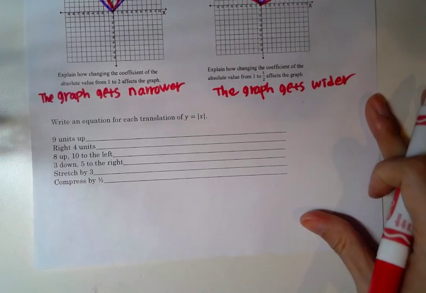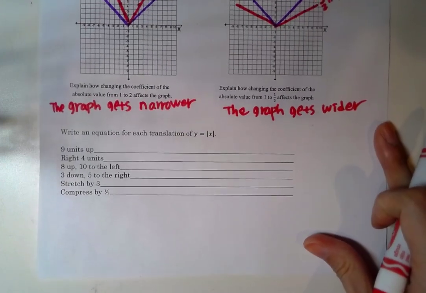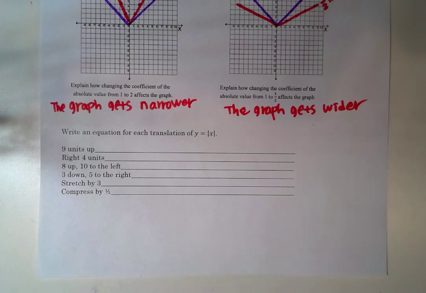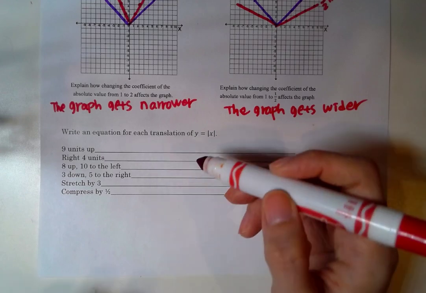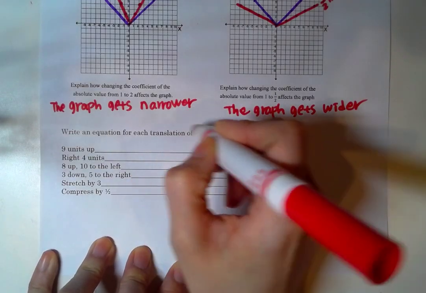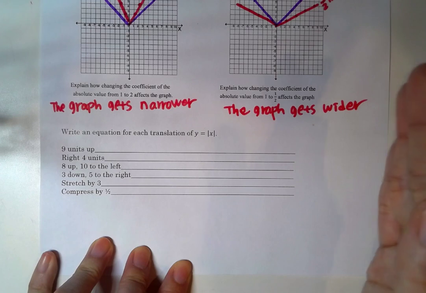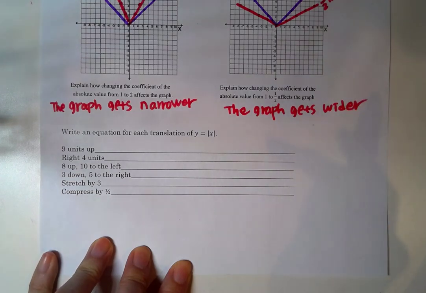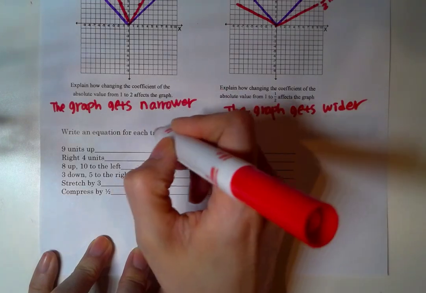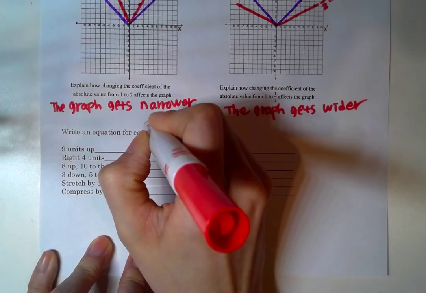So when you go down, you have this: write an equation for each transformation of y equals absolute value of x. This is supposed to be transformation. I don't know why I have translation. Translation is only sliding right, left, or up and down. Transformation includes reflection, translation, and stretch, shrink. It includes everything. So let me change this one.